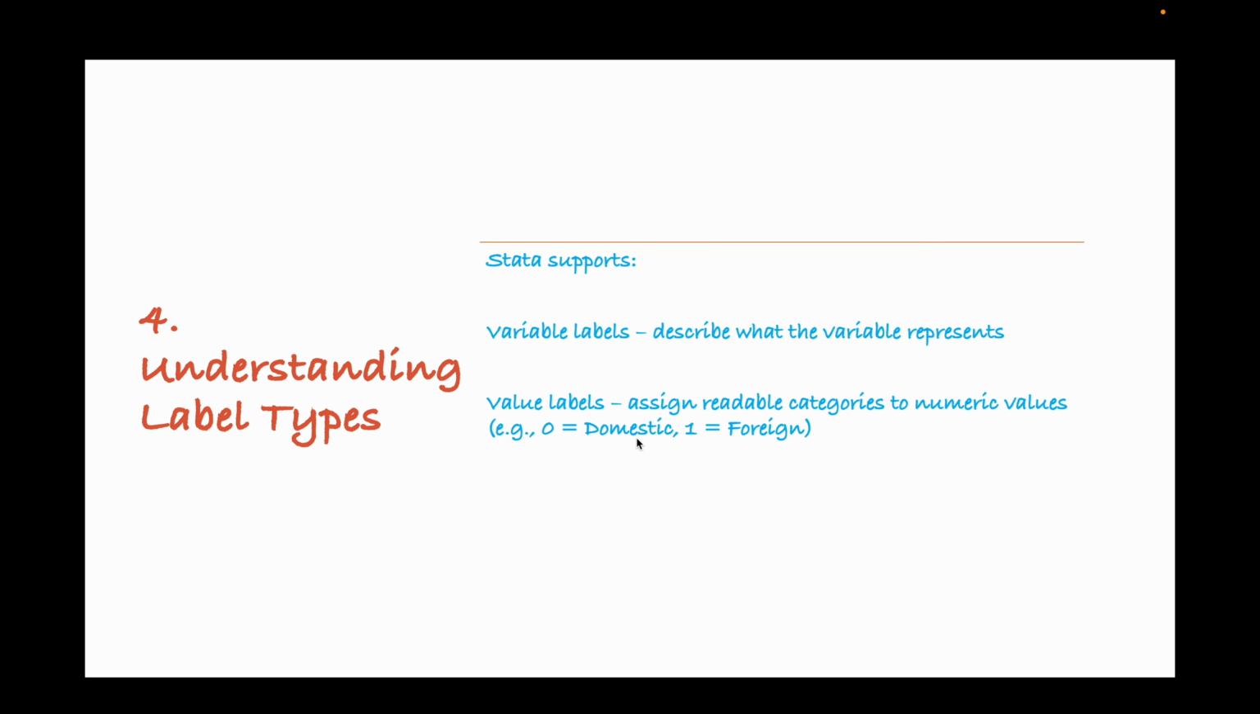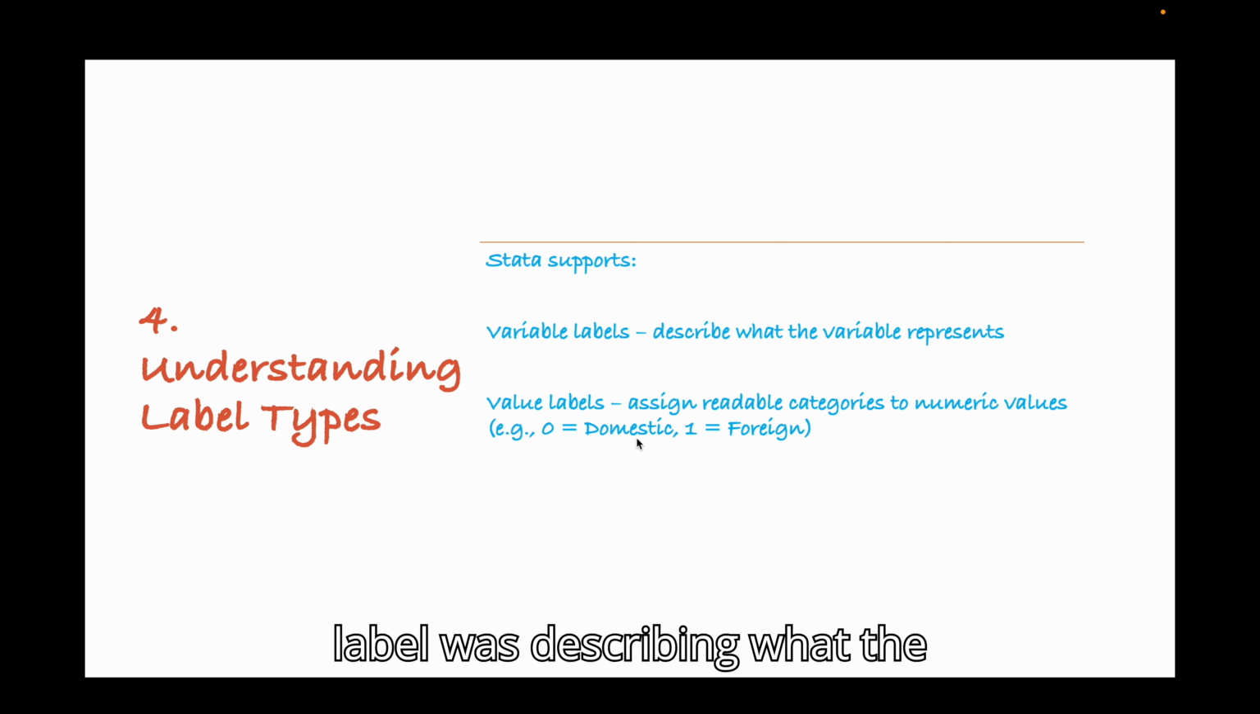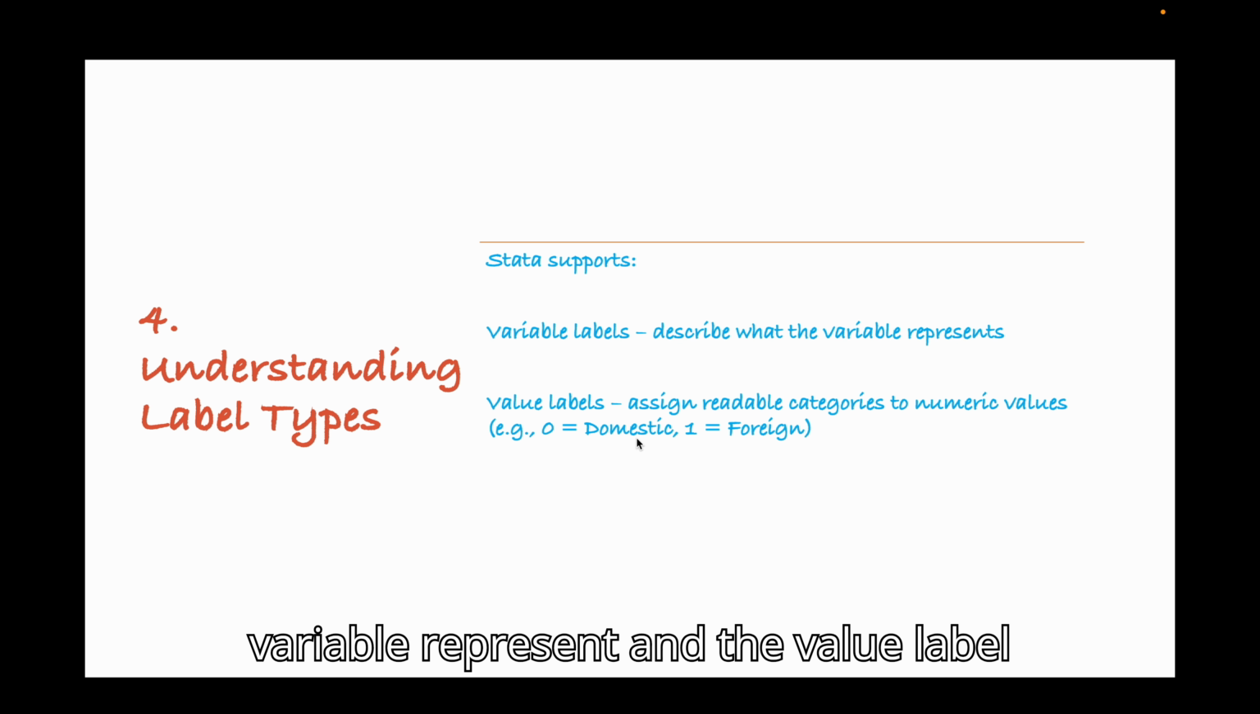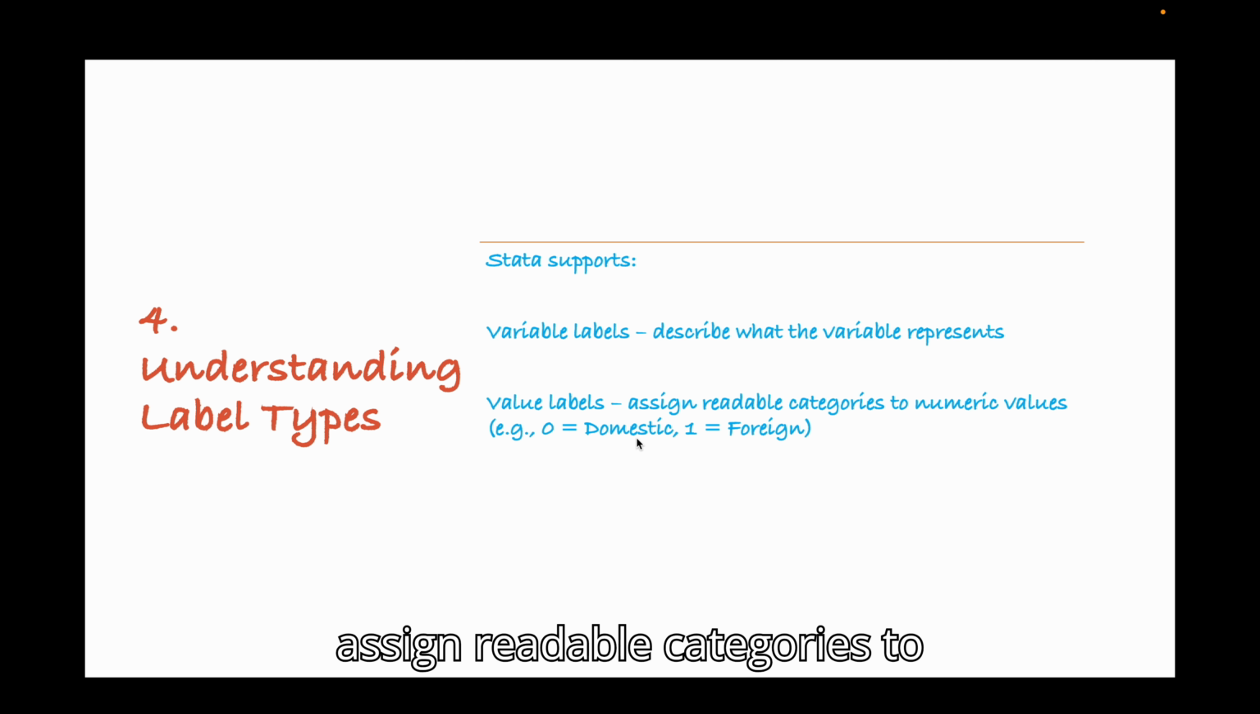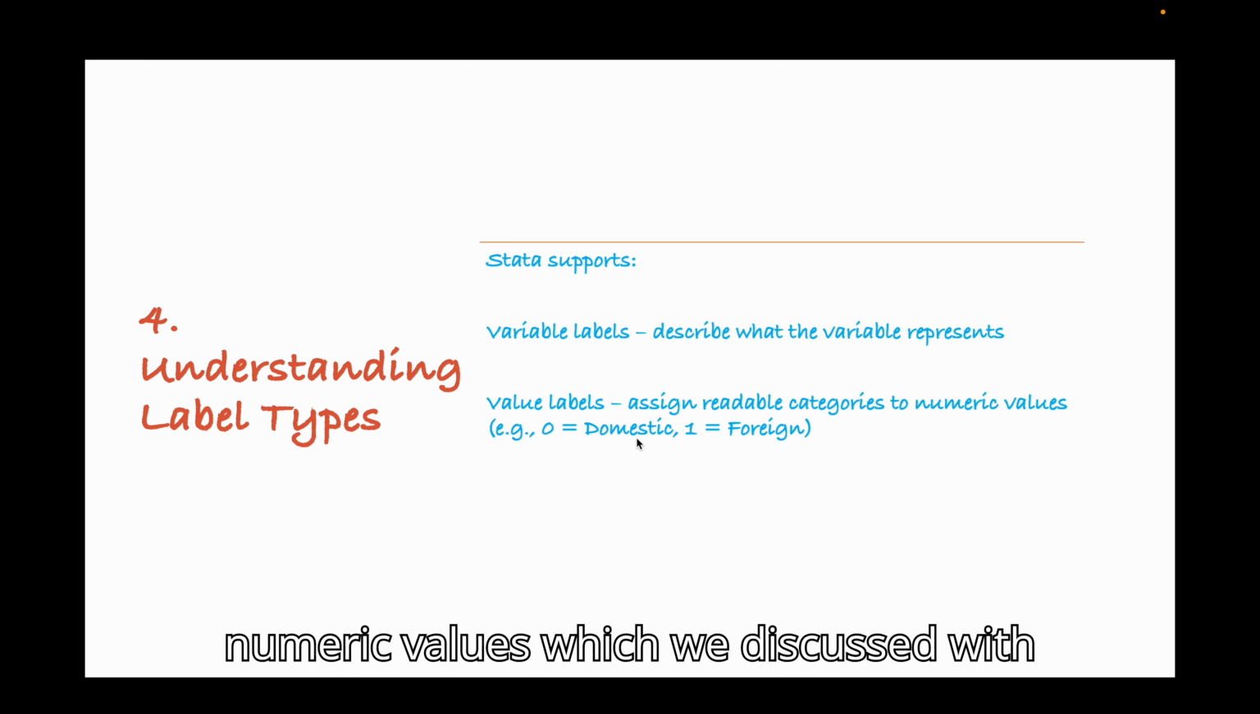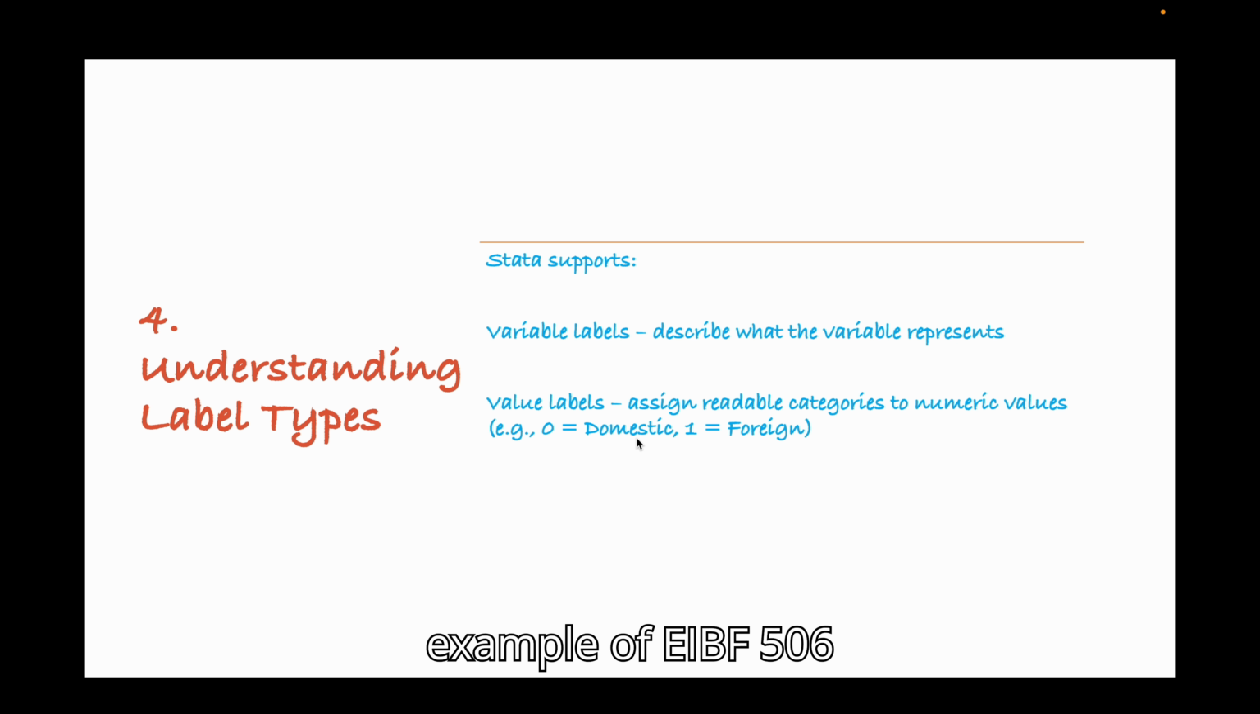In this particular case, the variable label describes what the variable represents, and the value label assigns readable categories to numeric values, which we discussed with different other questions. I showed you the example of EIBF 5 or 6.